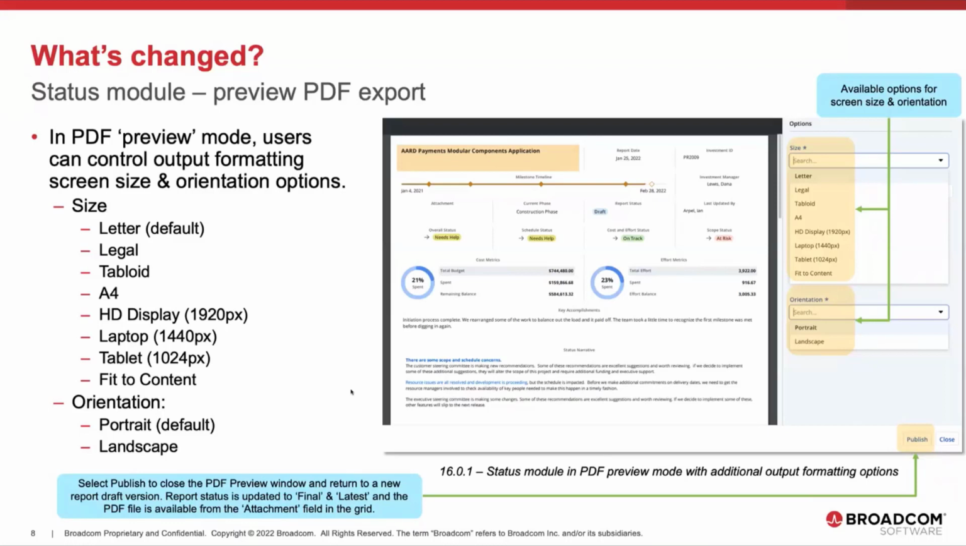Once you select publish, you'll close the PDF preview window and you'll return to a new report draft version. That published report's status is updated to final and the latest flag is set. And then that PDF file is stored in the database, but is available from the attachment column in the grid. So you want to make sure that when you're on that grid, you include the attachment column, because that's where you're going to be able to get to that published PDF report.